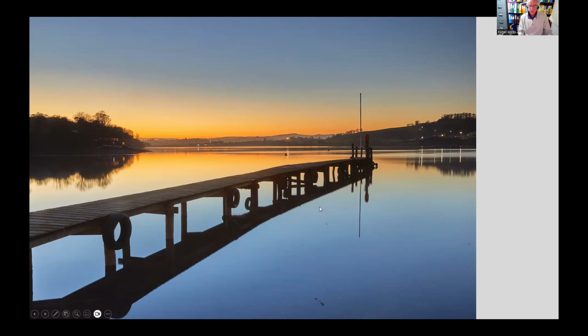This was taken just a few minutes from my home, on the River Tean, on one very cold February evening.